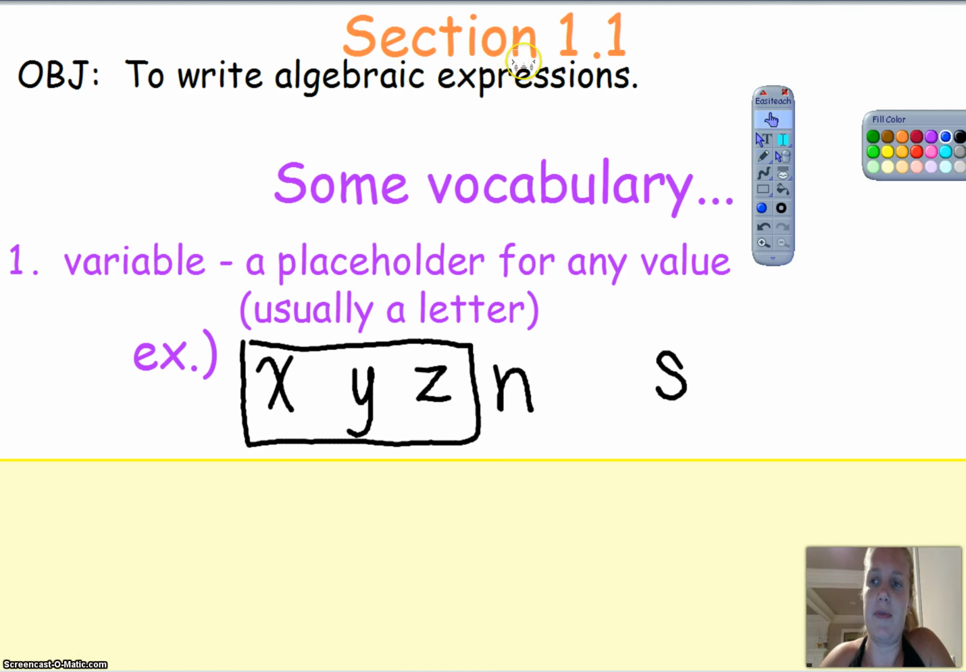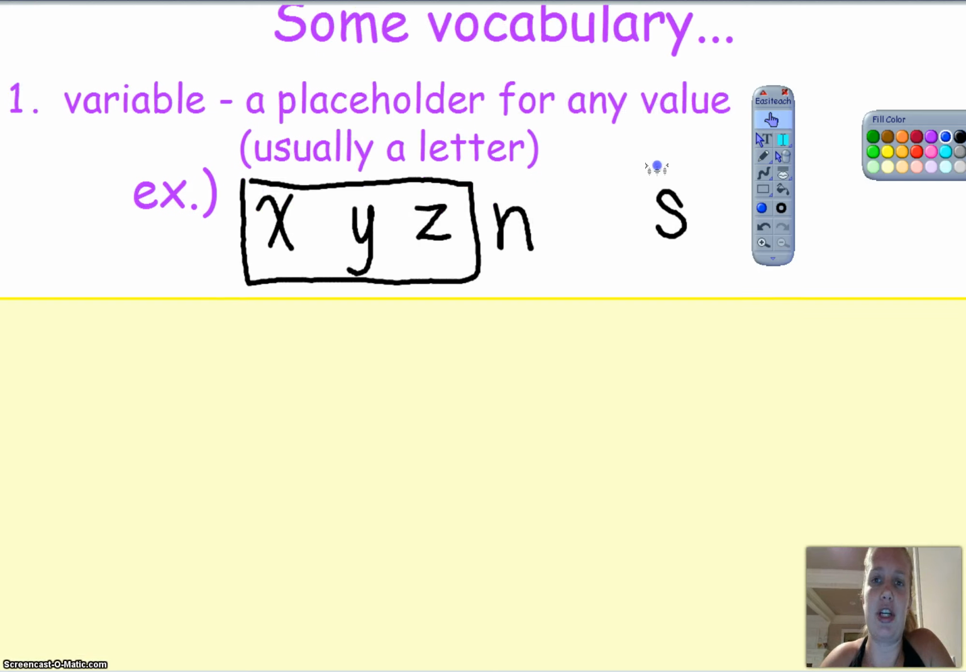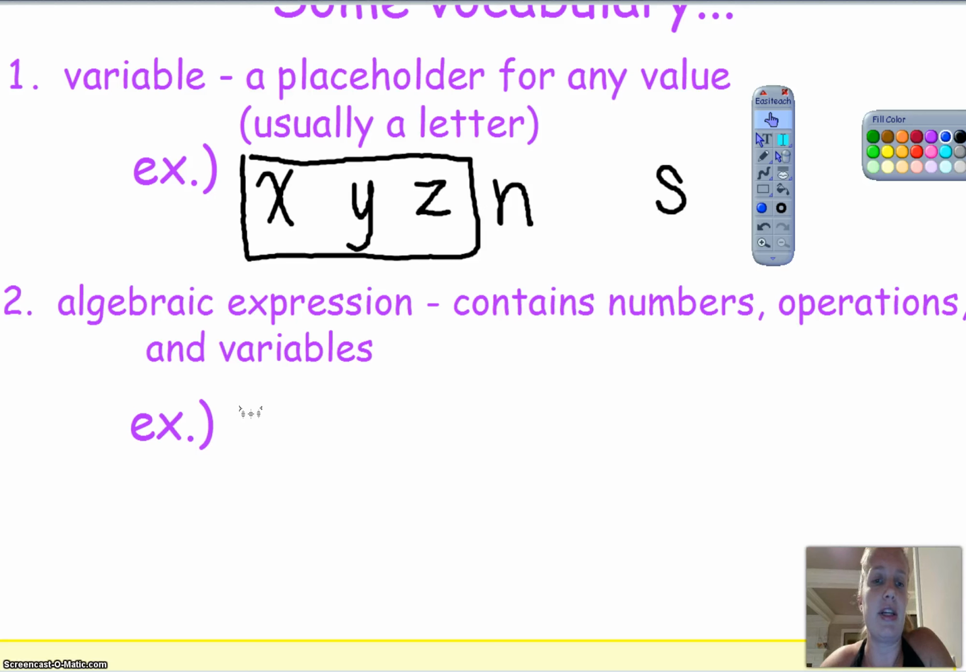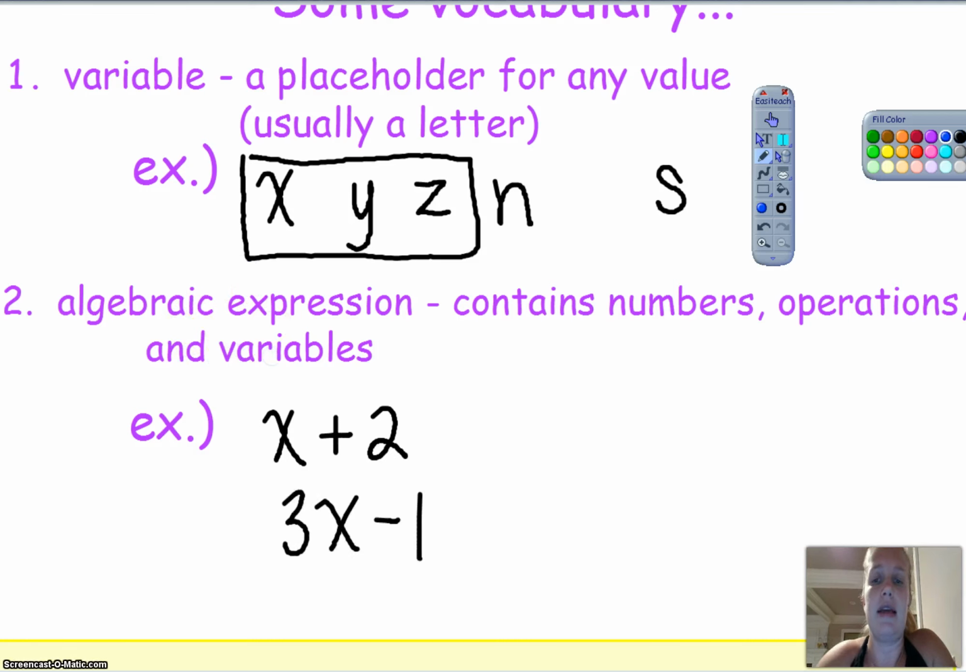But those are variables. The next vocabulary term that you need to know for this lesson is an algebraic expression. An algebraic expression contains numbers, operations, and variables. An example of an algebraic expression would be x plus 2. It has a variable, has an operation, and it has a number. It could be 3x minus 1. It could be 2x divided by 5. All of these are algebraic expressions.